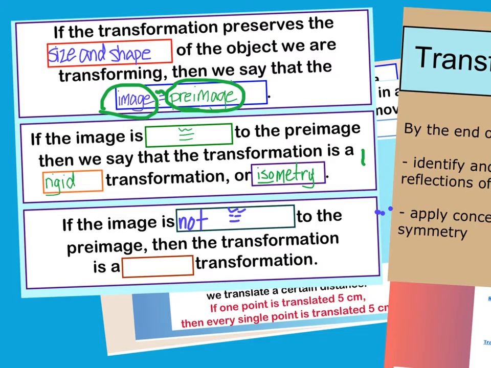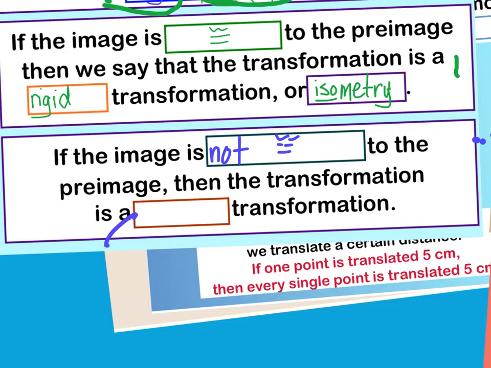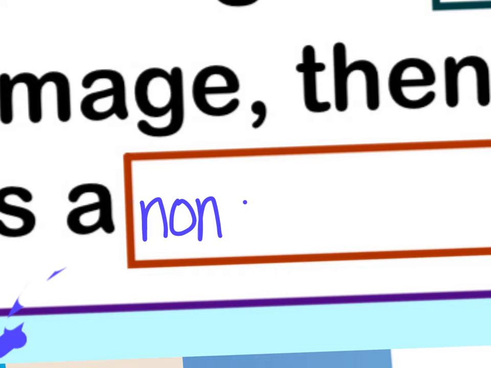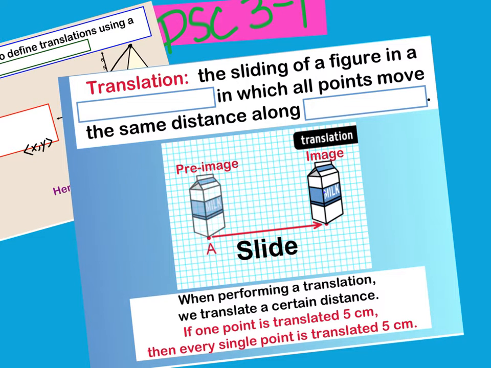If the image is not congruent to the pre-image, then we say the transformation is a non-rigid transformation. In other words, the size or shape or both will change. In today's lesson, we will discuss 3 types of rigid transformations, or isometries.